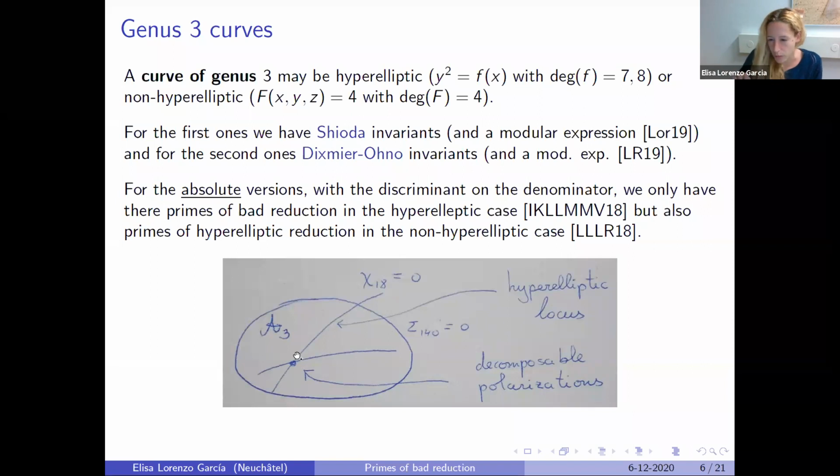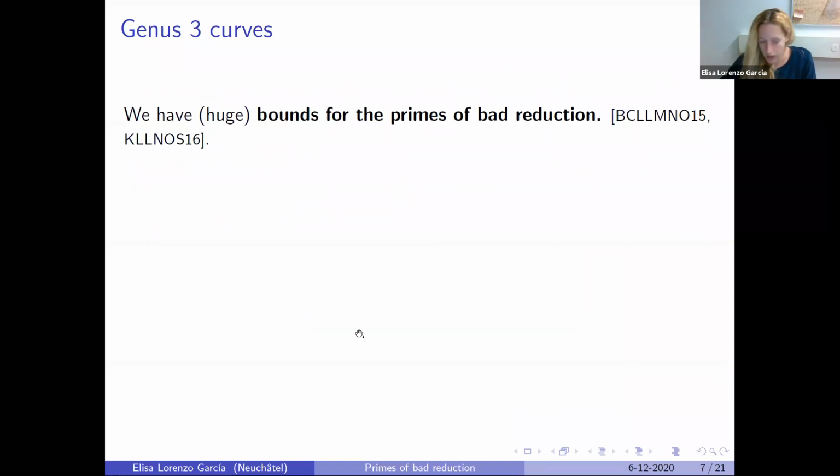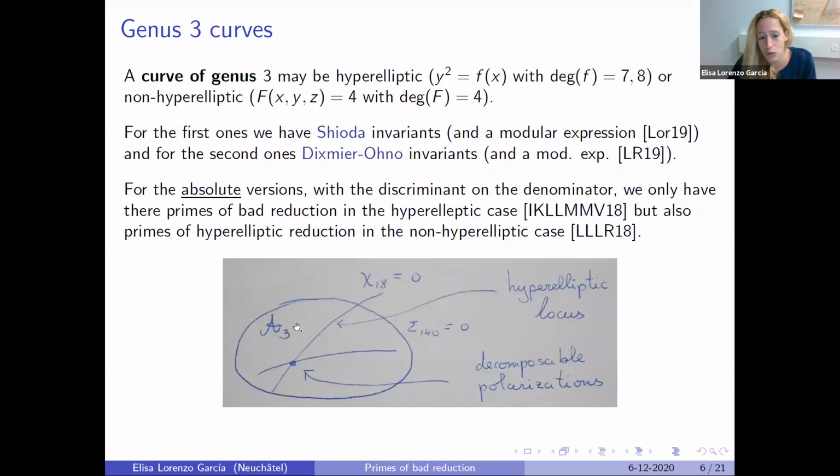Those ones are not Jacobians. They are just the product of lower-dimensional things. So for a hyperelliptic curve, the only way in which you get bad reduction is with this decomposable polarization. But if you are outside, you have a plane quartic, then you may fall down in the decomposable case, so bad reduction, but you may also fall down in the hyperelliptic locus. So it's kind of more complicated.